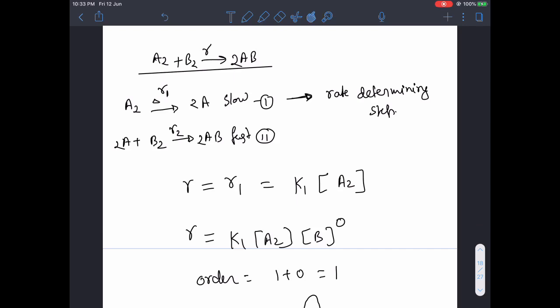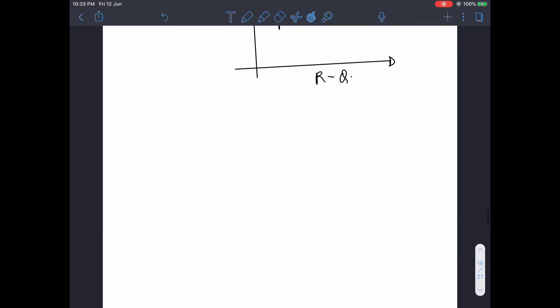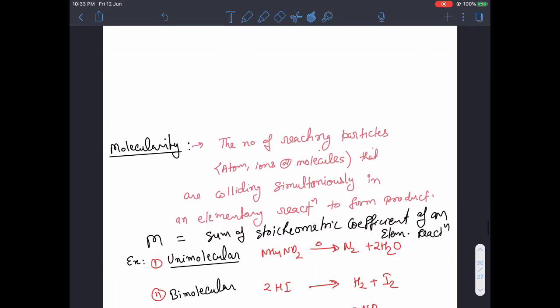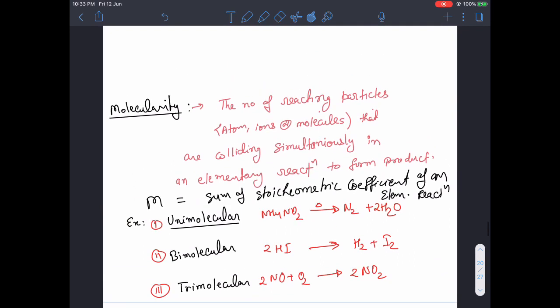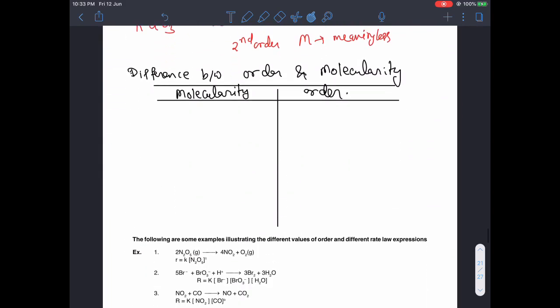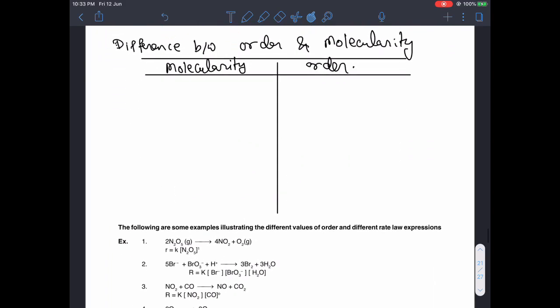Otherwise, I would say that a better examiner is one who clearly writes that for a complex reaction there is no meaning of molecularity. Alright everyone. So, you have seen molecularity and order. Now, what is the difference between them? Between molecularity and order? Very simple, very simple. What is the difference between them?